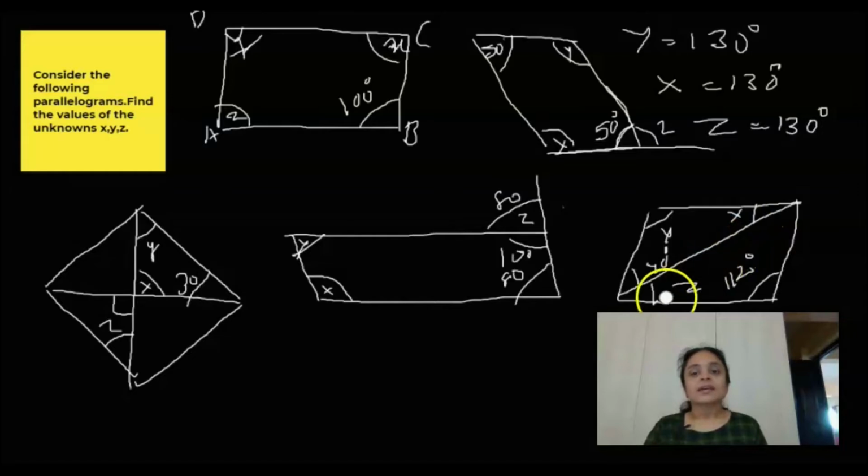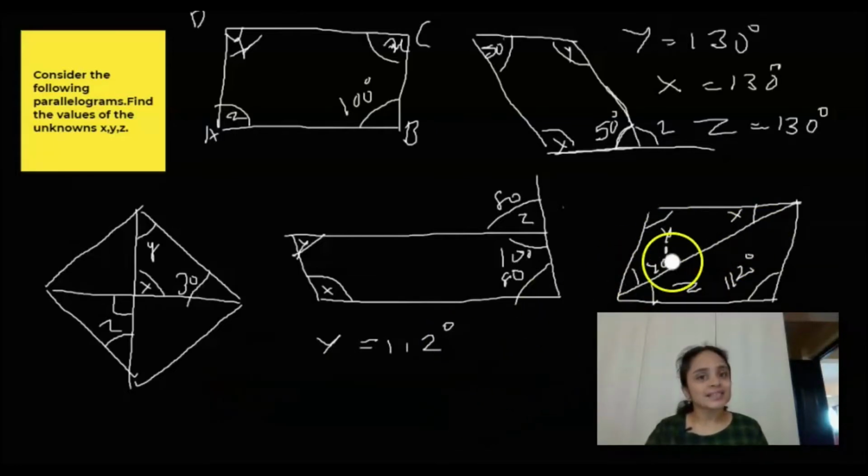Now we'll solve this. First, given that this angle is 112 degrees, what will be y? They are opposite angles of a parallelogram. As the opposite angles of a parallelogram are equal, we'll get y equal to 112 degrees. Now, we know that this is 40 degrees and adjacent angles are equal to 180 degrees in a parallelogram. So, 112 plus 40 plus z is equal to 180.